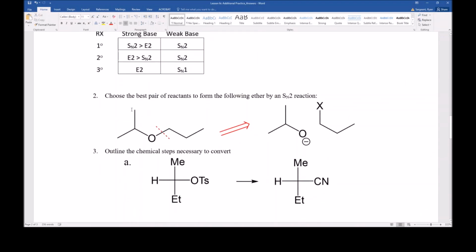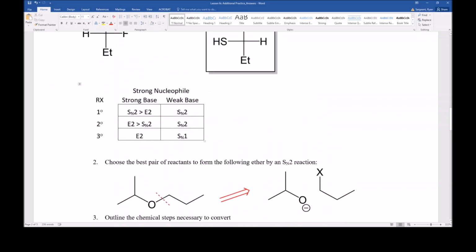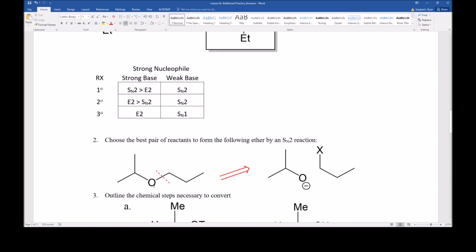Number 2 was simply a review of how I apply this table when I'm thinking about making something. If this is the ether that we want, then we have to consider the different possible combinations of strong bases, strong nucleophiles and alkyl halides. And we find that there's only one way to get that Sn2 to form the ether that we want, and that's when you have a primary alkyl halide.